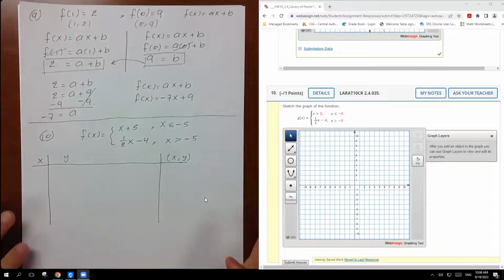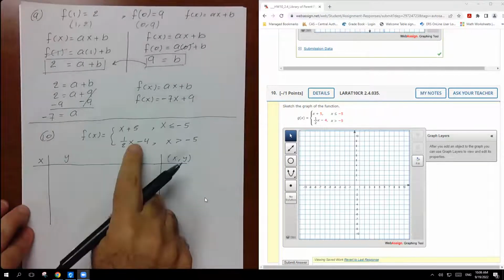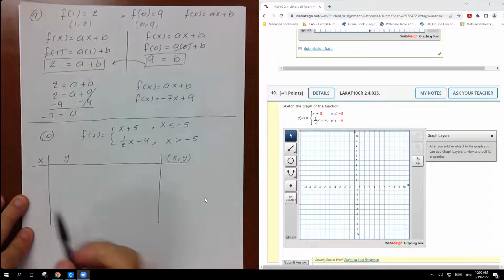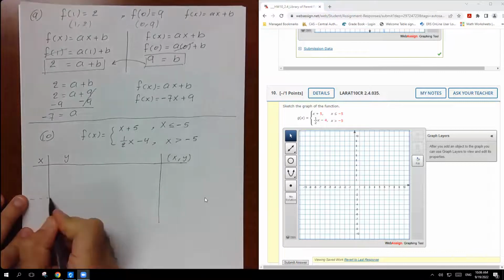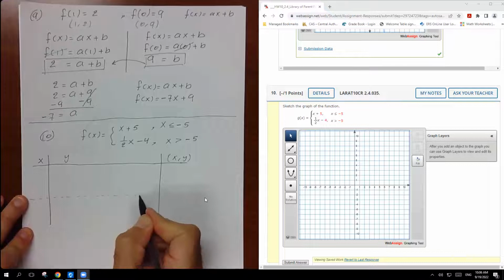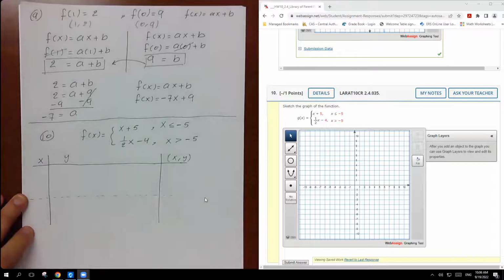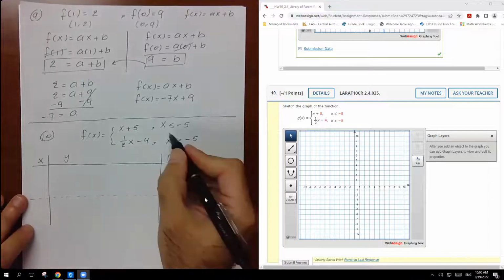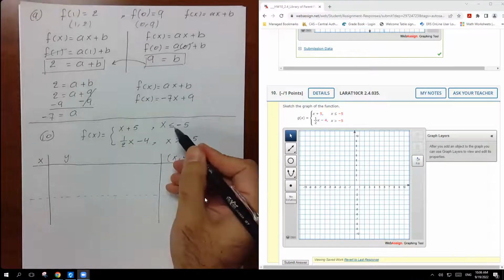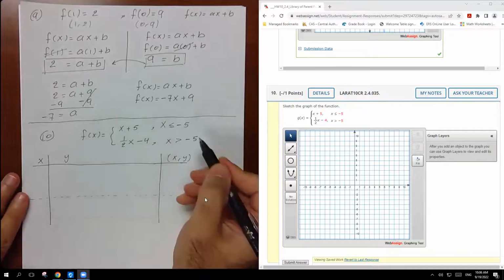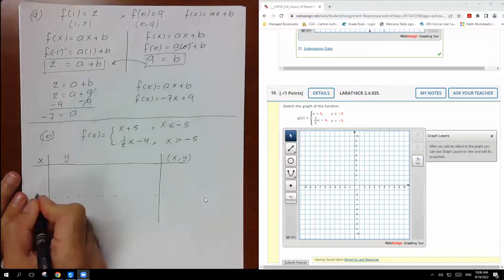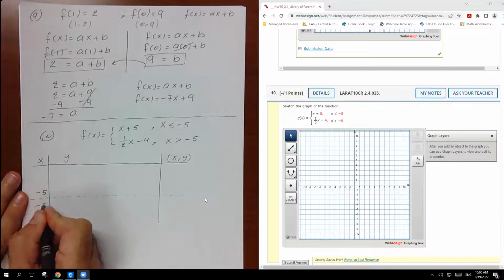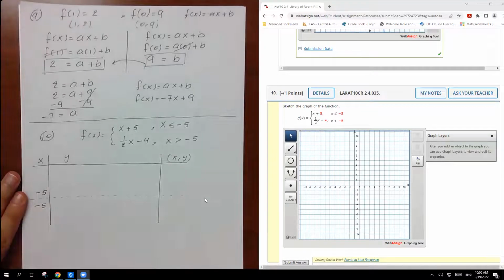So the first thing, this is a piecewise function. That means I have 2 pieces. So what I'm going to do, I'm going to put a dashed line here in the middle to graph. The first piece is going to be here and the second piece is going to be here. So check these 2 conditions. They say x less than or equal -5, and here's -5. So I'm going to put -5 here and -5 here. So you see these 2 points? I'm going to write down, this is for the first piece, this is for the second piece.